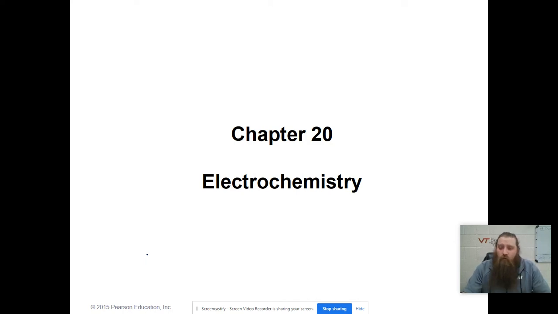As far as AP is concerned, we're going to look at a couple very specific portions of electrochemistry. We're going to look at redox, we're going to look at voltaic cells, we're going to look at batteries, but we're really just going to scratch the surface of it.